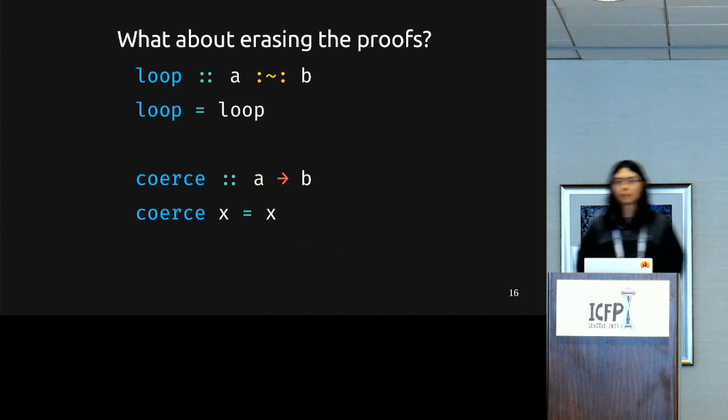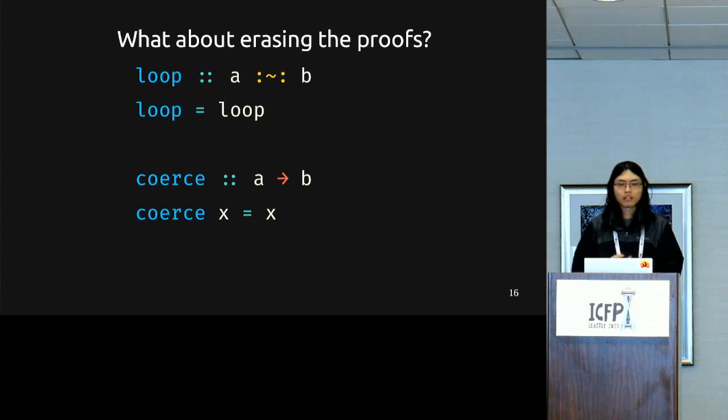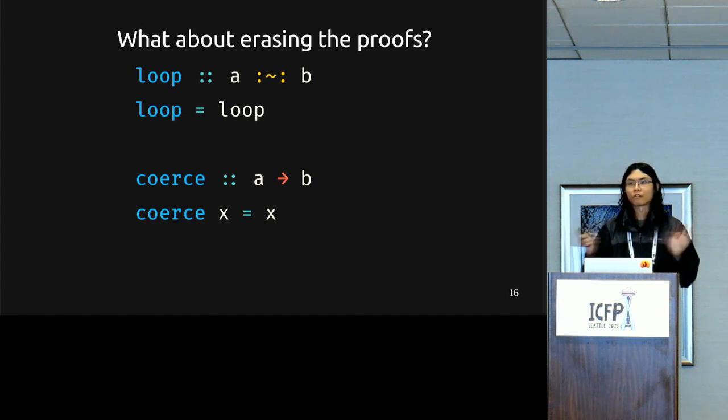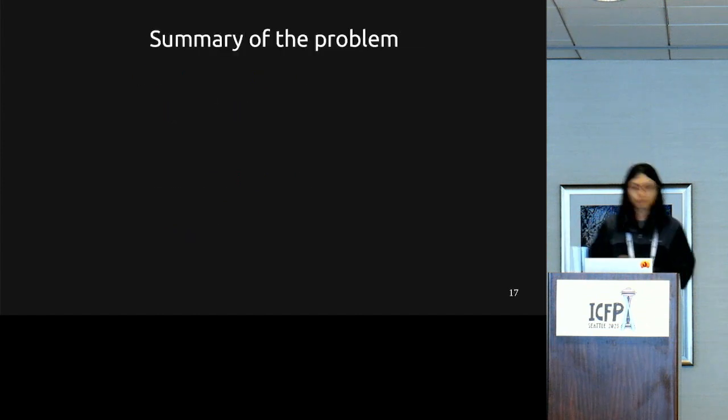However, if we try to erase the pattern match from our program, we end up with this actually scary definition of coerce, which behaves semantically the same as an identity function, but is able to cast a term x of type A to another arbitrary type. And if you use this function without any caution, you can easily write a program that crashes.